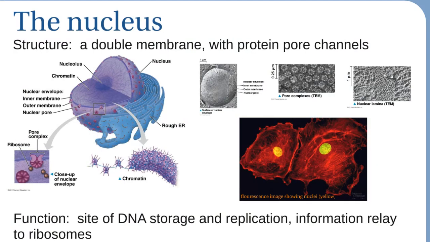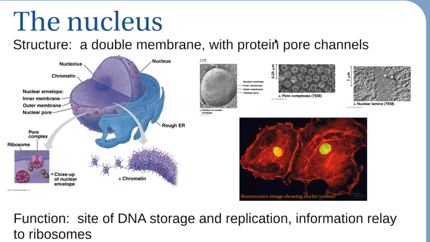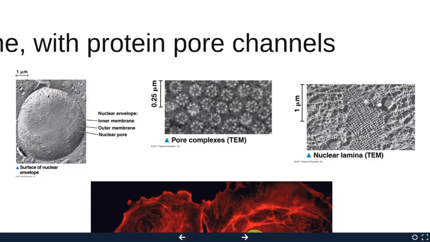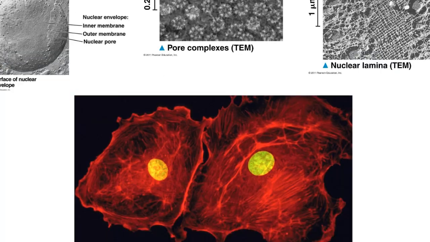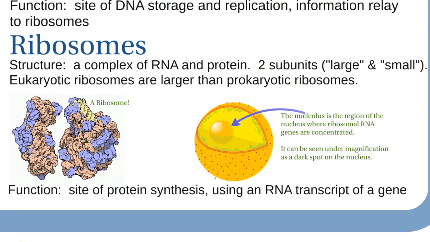Now, the nucleus is a double membrane bound organelle with protein pore channels. What this protein pore channel is allowed to do is select information to leave the nucleus. Only select, because this protein is only going to recognize certain molecules to leave it. It's the site of DNA storage, but it's also the site of replication. And so here you can look at little pores in magnification from the electron microscope.